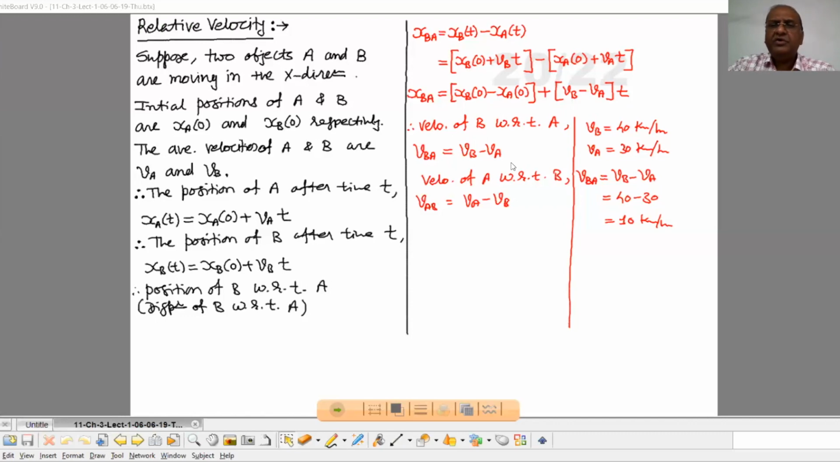Or, if you want to calculate the velocity of A with respect to B, then with the same equation we write VAB, that is VA minus VB. See, suppose B is moving with velocity 40 km per hour and A is moving with 30 km per hour. Then the velocity of B with respect to A is VB minus VA, so resultantly you will get 10 km per hour. Clear to all of you?